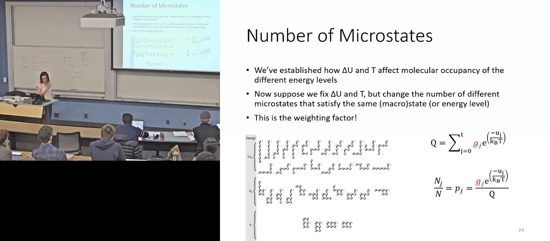So for this example here, there's energy here and 0 is the ground state. Epsilon naught is just the energy of the first level and 2 times that is the energy of the next level. What is the weighting factor, or g sub j, for the ground state? It's 4. How about for the first state?